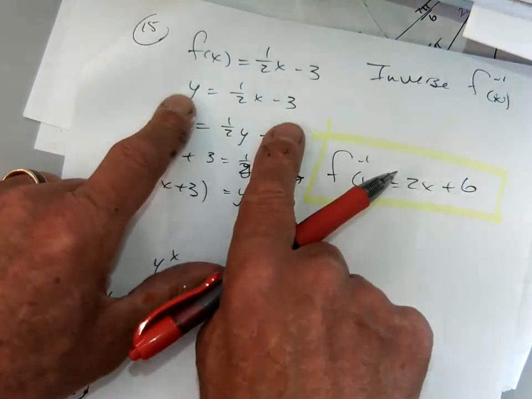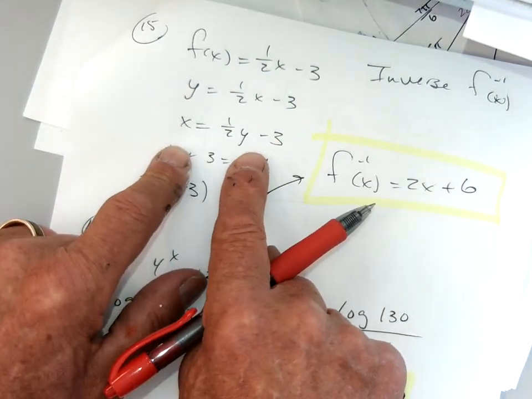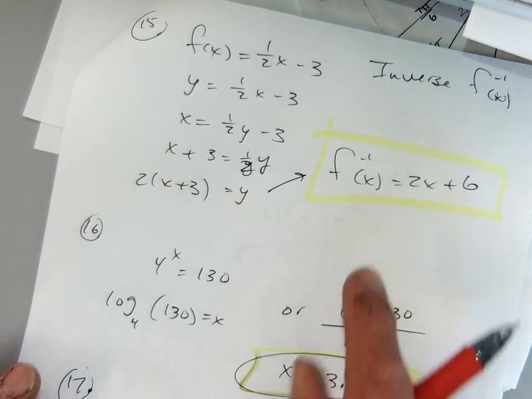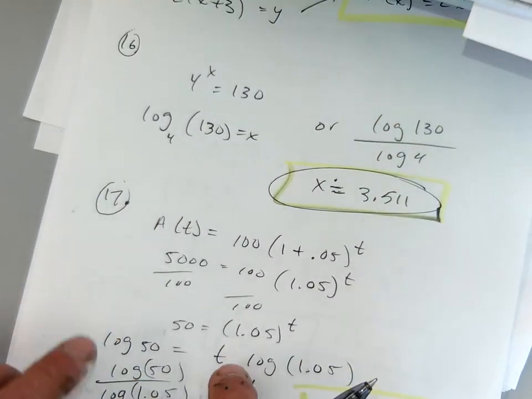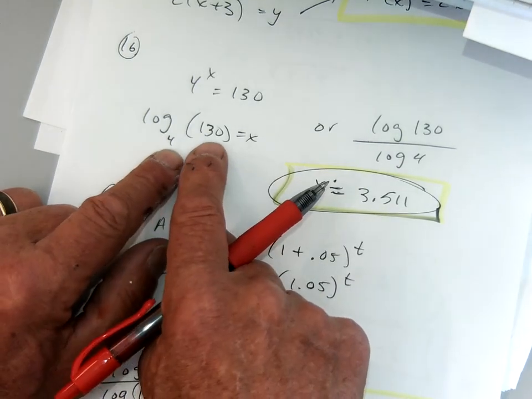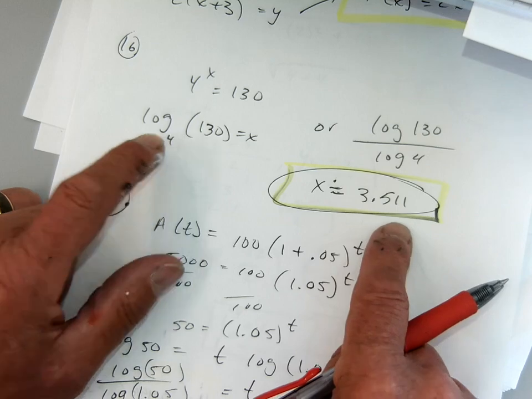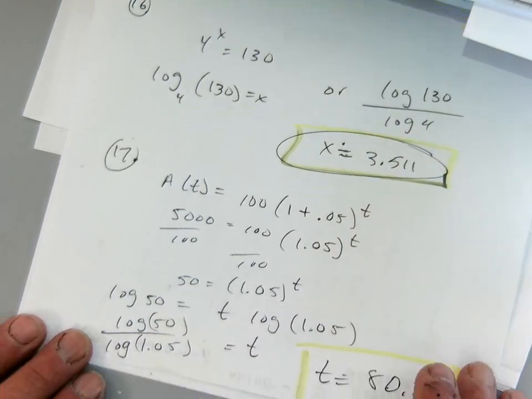15, inverse. Switch the variables, x and y. I solved, and I wound up with the inverse equation. 16, it's a logarithm, log base 4 of 130, or log 130 over log of 4. So I used my calculator, about a 3.15.